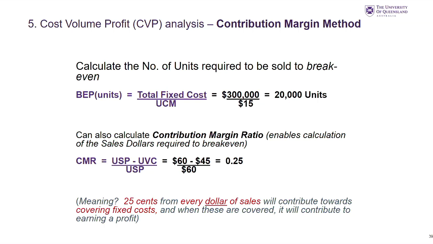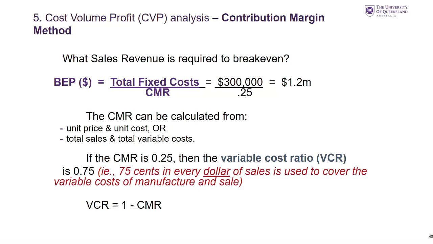Is that all good? So you can use this contribution margin ratio to very quickly work out your break-even point in sales. So your break-even point in sales, see this is units, this is dollars. You can calculate that by taking your total fixed cost and dividing by your contribution margin ratio. So we know we have to sell $1.2 million worth of toys to break even. You could have got to that same figure by taking the 20,000 toys and timesing that by the $60 in sales price. It's just a longer way of getting to the same result.